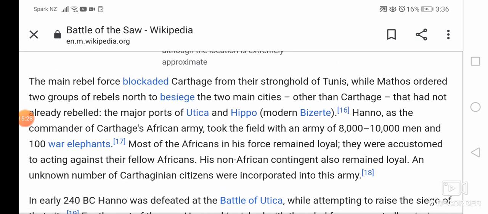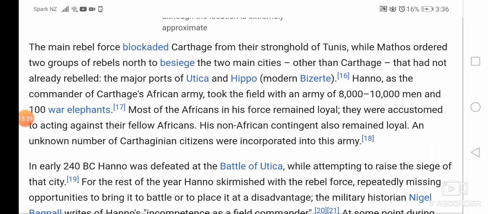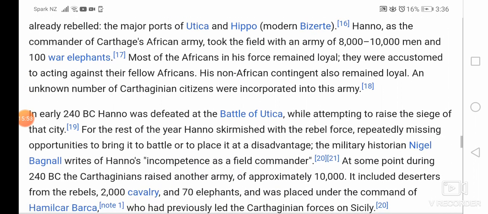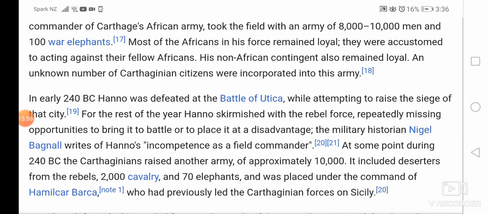The main rebel force blockaded Carthage from their stronghold of Tunis, while Mathos ordered two groups of rebels north to besiege the two main cities, other than Carthage, that had not already rebelled, the major ports of Utica and Hippo, modern Bizerta. Hanno, as the commander of Carthage's African army, took the field with an army of 8,000 to 10,000 men and 100 war elephants. Most of the Africans in his force remained loyal.